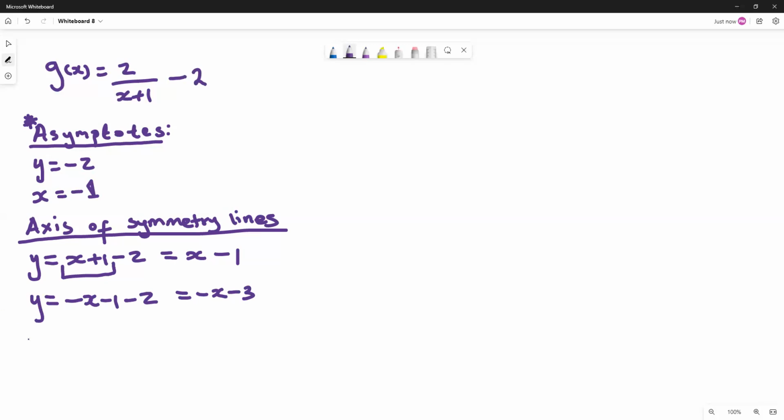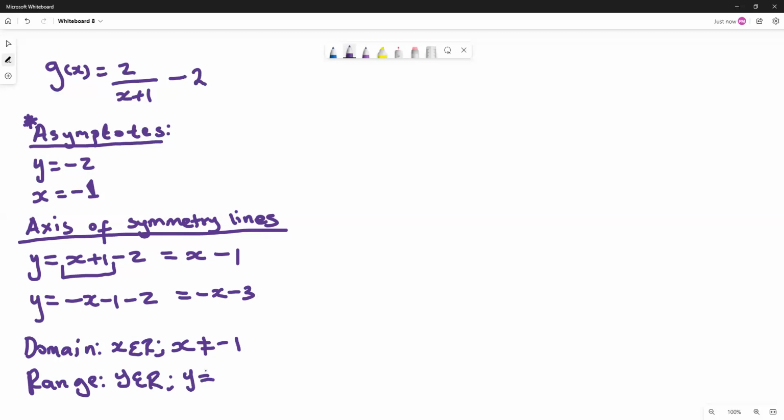Perfect. Then remember domain. We said domain is what? It's x element of real numbers, but x cannot be the x asymptote because that is a restriction. So x cannot be -1 because -1 is the asymptote. Then range, it's y element of real numbers, right? But y cannot be -2 because -2 is the asymptote, right?